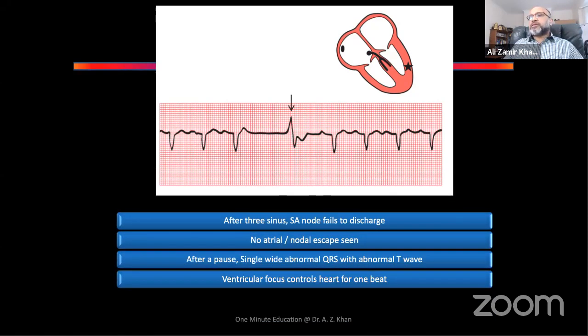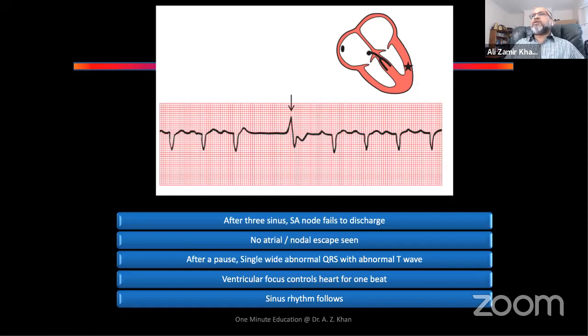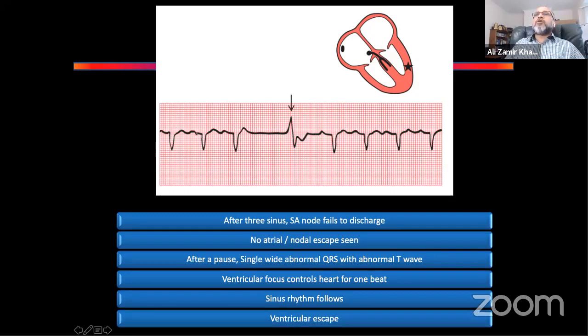Again, this is ventricular escape. Here, you've got normal PQRS, and suddenly one QRS is coming into the picture. This is not a normal QRS, okay? Because this is not a normal QRS, it means that something is happening within the ventricle which is stimulating an abnormal QRS within your ECG rhythm. And because of this, after three normal sinus beats, there is an abnormal QRS. This is called a ventricular escape.